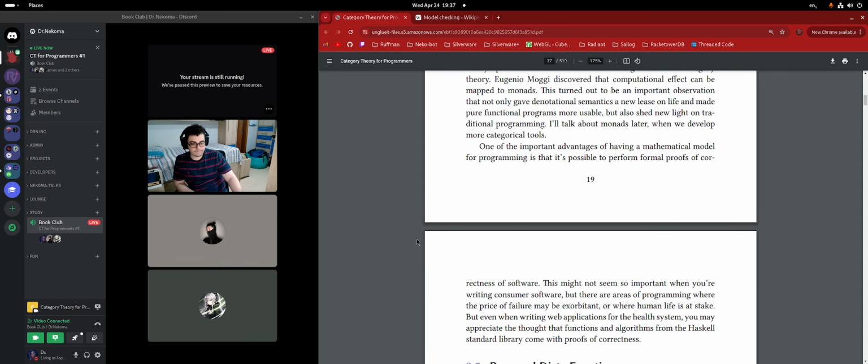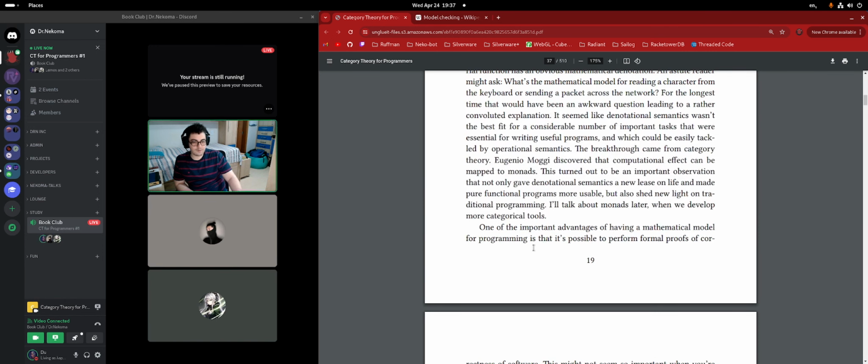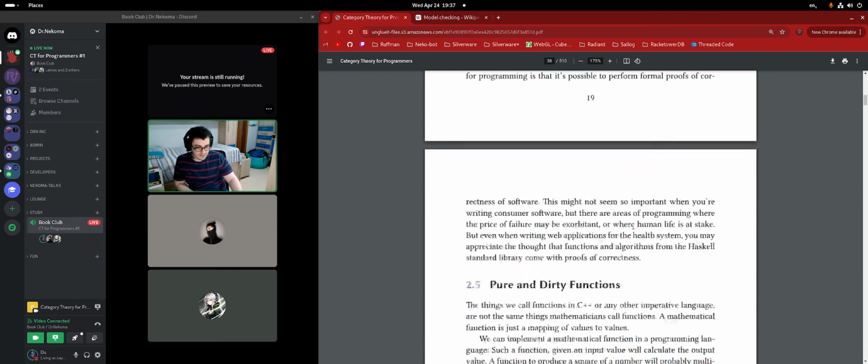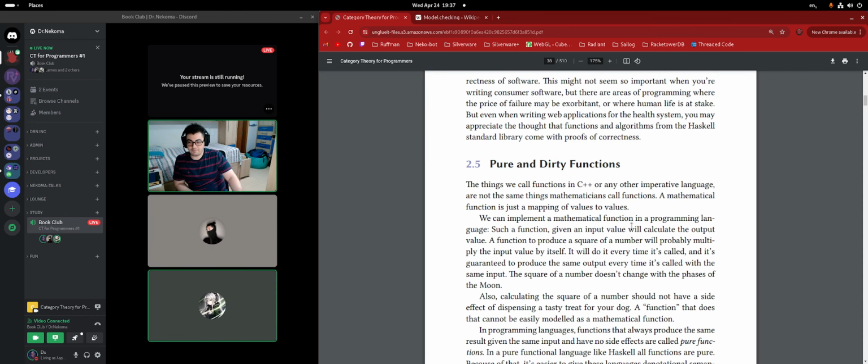So he's talking about how we can perform formal proofs of correctness about software. Monads are mentioned here, right? Apparently the denotational semantics received a new lease of life and made pure functional programs usable because of monads. But it's going to talk about that later, so we're going to talk about that later as well. Yeah, I'm not a big fan of monads. I am a big fan of monads.